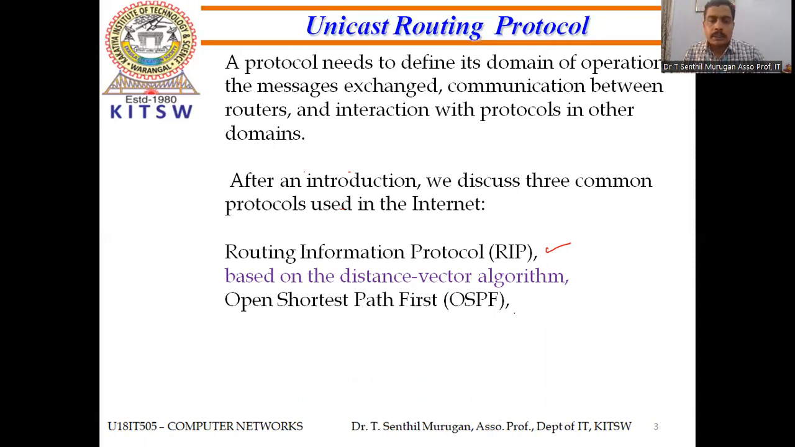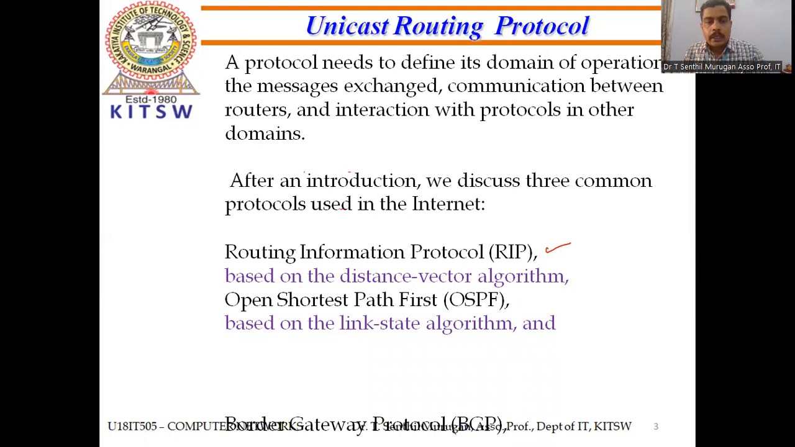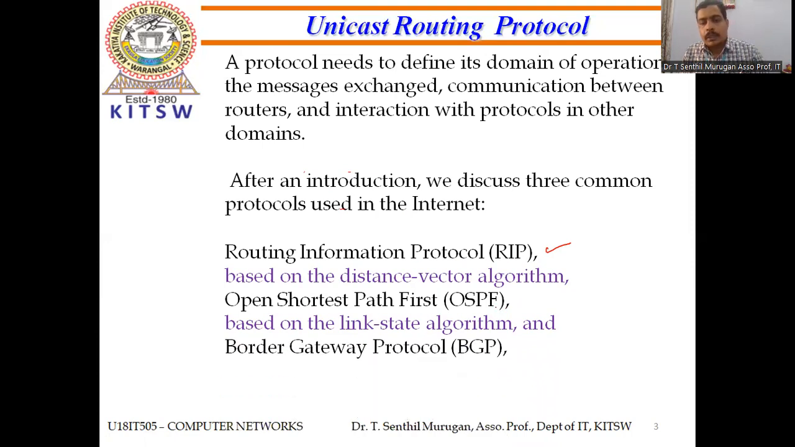The second one is Open Shortest Path First. This is one of the protocols that works based on the link state algorithm. And Border Gateway Protocol is another protocol, which works based on the path vector algorithm. So in this video lecture, we are going to discuss distance vector routing and link state routing. Based on this, we will discuss those protocols also.